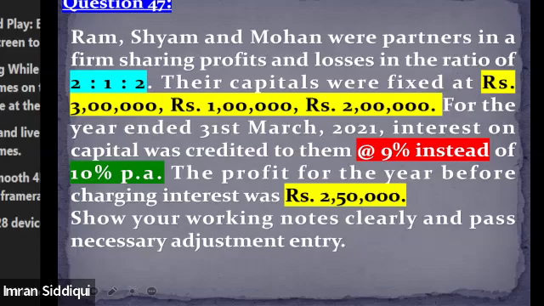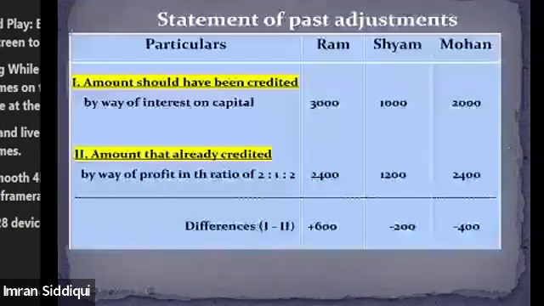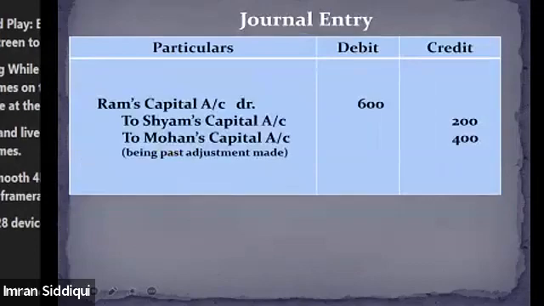Could you please tell me the journal entry for this question quickly? Shyam's capital account debit, Mohan's capital account debit, to Ram's capital account. And the amount? 200 and 600. Yes, okay, right. That is the right entry. Good job, everyone. So I guess the concept regarding past adjustment is very much clear to you. And yeah, this is it for this topic.